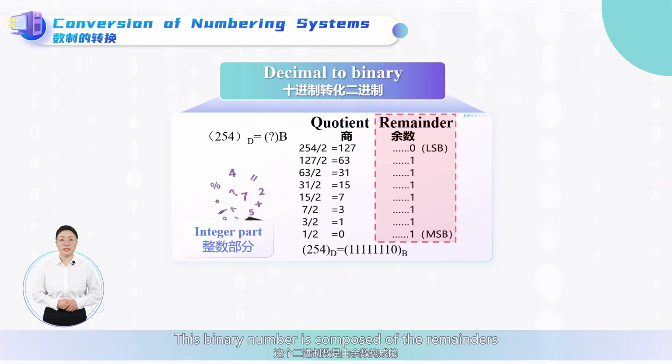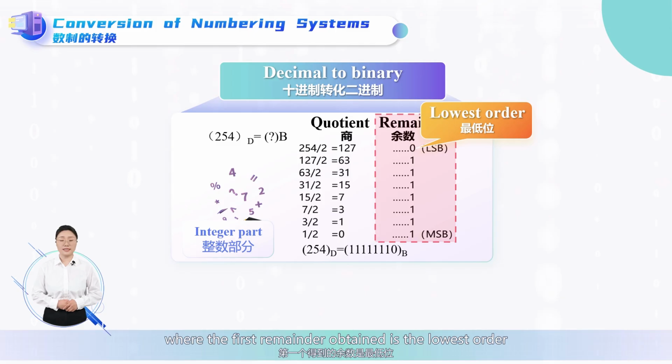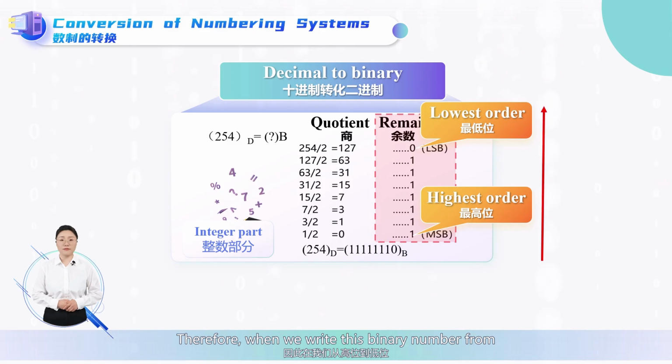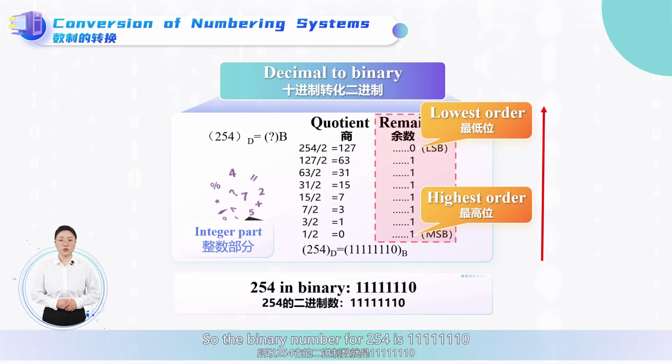This binary number is composed of the remainders, where the first remainder obtained is the lowest order, and the last remainder is the highest order. Therefore, when we write this binary number from the high order position to the low order position, we are actually writing from bottom to top. So the binary number for 254 is 11111110. This is the result of the conversion.